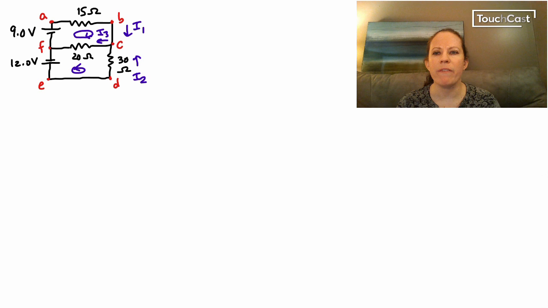So I can set up my first junction rule for the junction at point C, which is that I1 plus I2 equals I3.